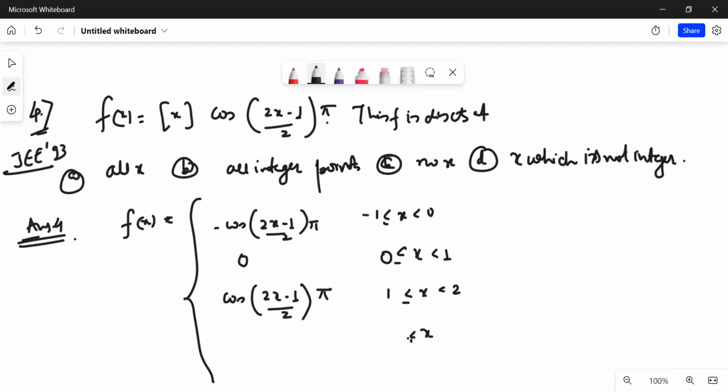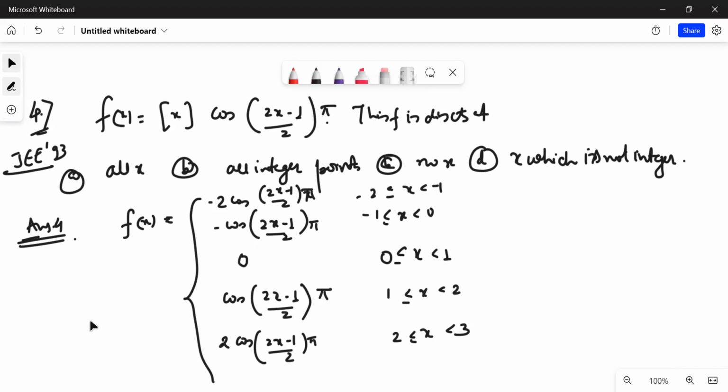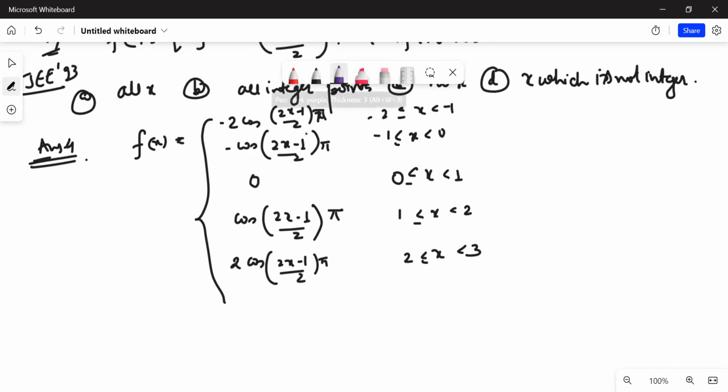Whenever your x lies between 2 and 3, your greatest integer x would become simply 2, and this would be cos of. And if I go all along and write from minus 2 to minus 1, this will be minus 2 cos of 2x minus 1 divided by 2. Is that clear? Yes sir. Now you see, this is how it is, and you can go along from here.